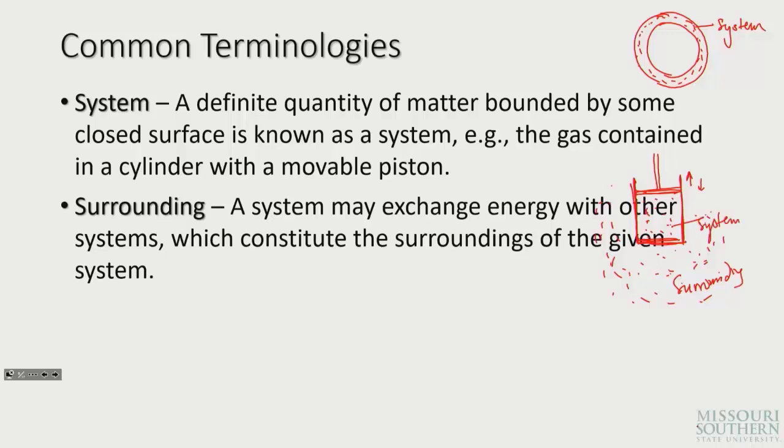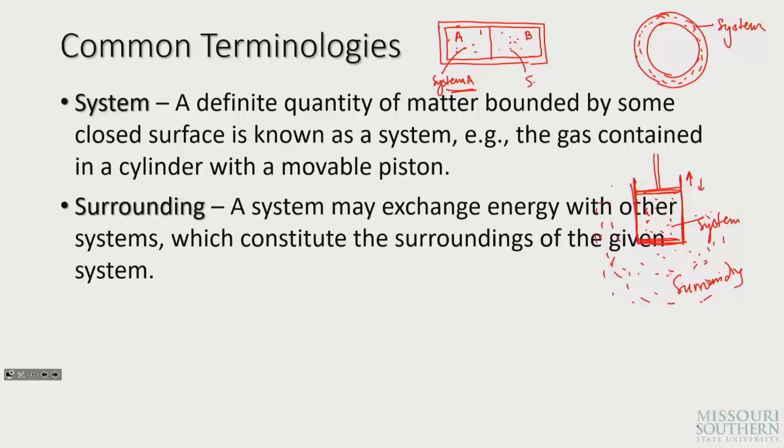Another example is, let's say you have a container that has some kind of partition. Okay, so you have on the left side chamber A, on the right side you have chamber B. So A is filled with some gas and B is also filled with some gas. So you can call this A as system A, and for system A this B would be the surrounding.